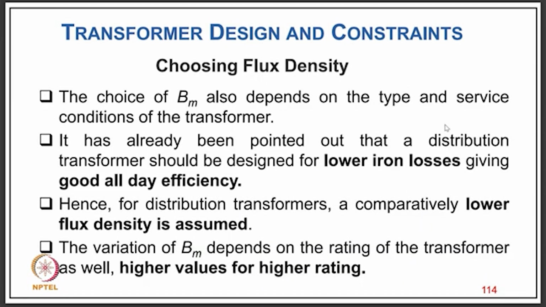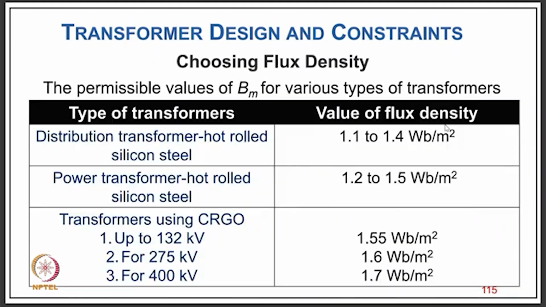So the choice of flux density Bm also depends on the type and service conditions of the transformer. It has already been explained that a distribution transformer should be designed for lower iron losses, giving good all-day efficiency, so the distribution transformer comparatively has a lower flux density, and the value of B depends on the rating of the transformer, being higher for higher rating.